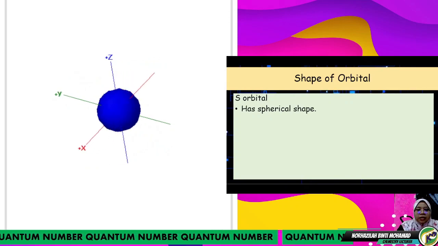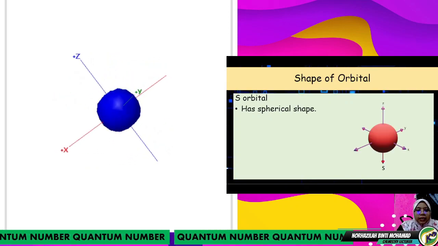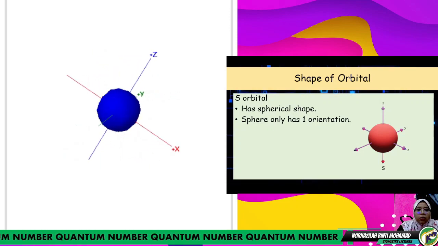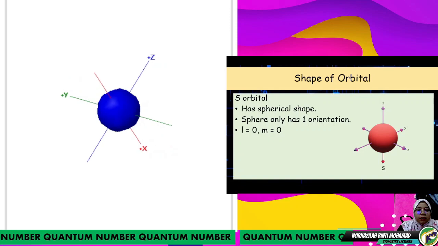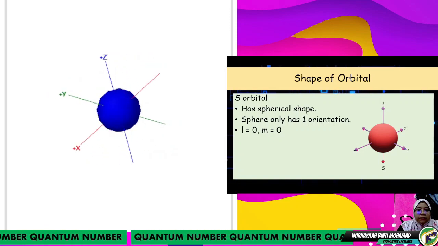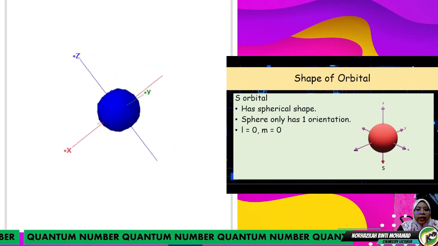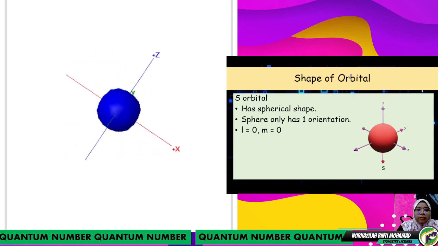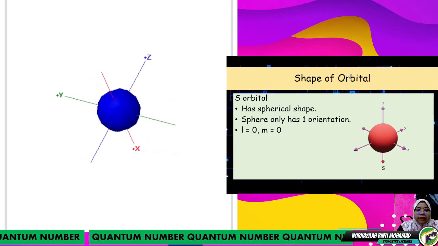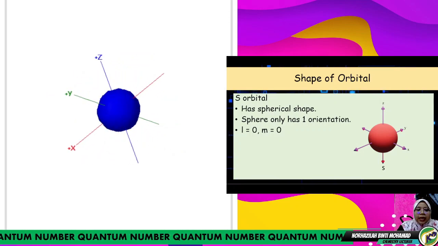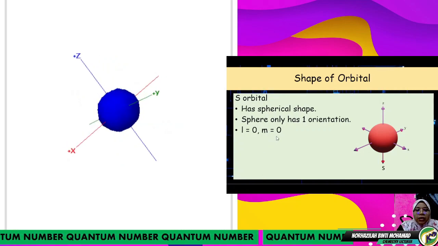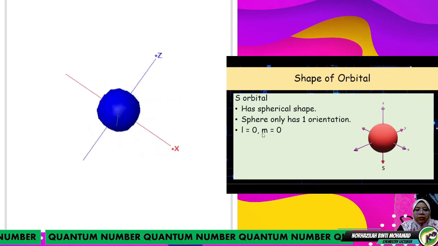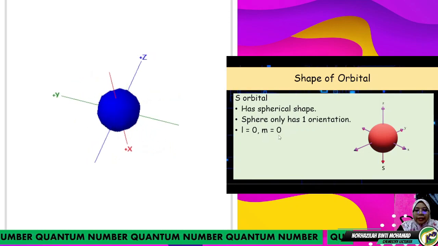it has a spherical shape, like this. The sphere only has one orientation. This is because for s orbital the value of l is 0, which means that the value of m is 0. Since the m value indicates the orientation, and the m value is only 0, the sphere only has one orientation.